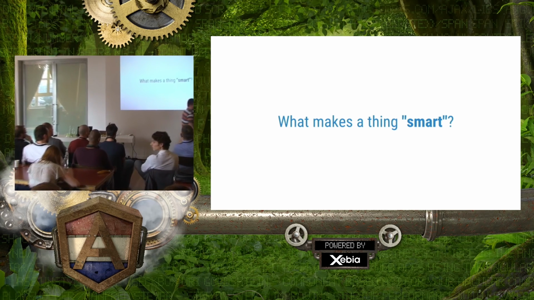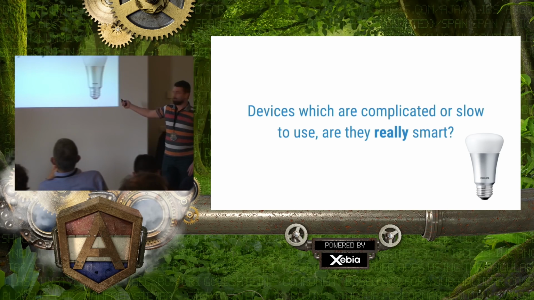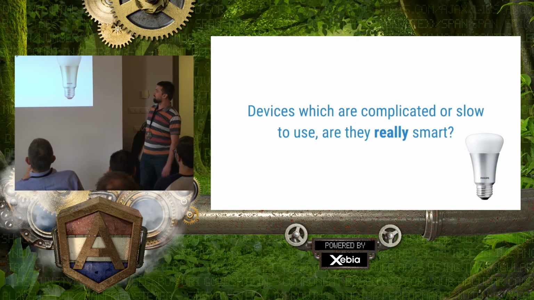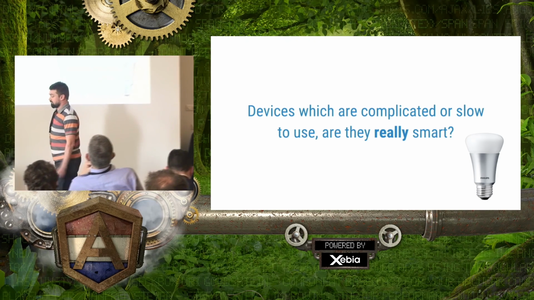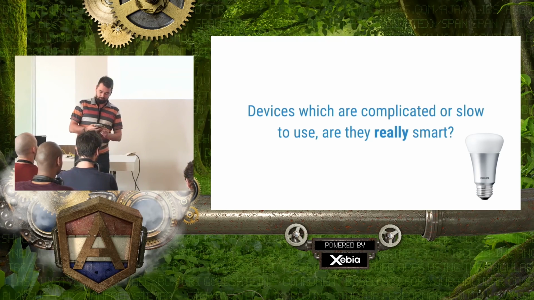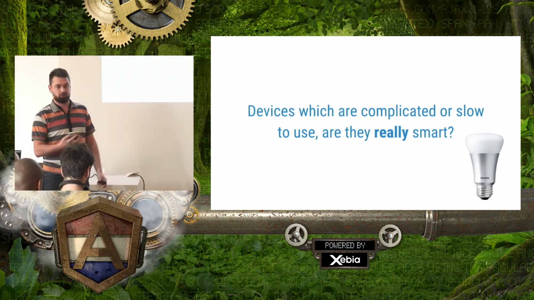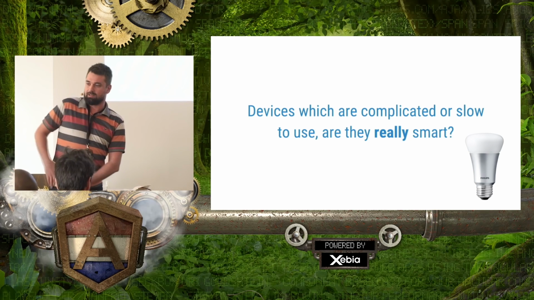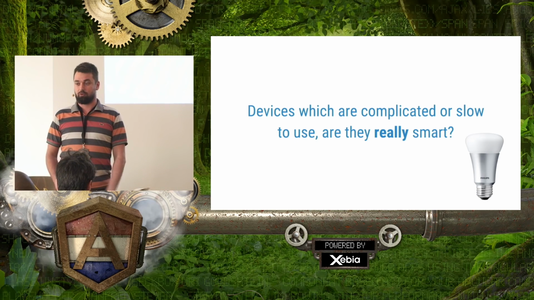But what is it that makes a device smart? Well, you can have something like this touch thing, like a smart lamp here, but is it really smart if it's complicated or slow to use? Say I want to turn on my light. First, I have to unlock my phone, find that app, wait for it to load, and then I can turn on the light. That's not really smart, is it? If it takes multiple seconds to do something which you could do faster before.